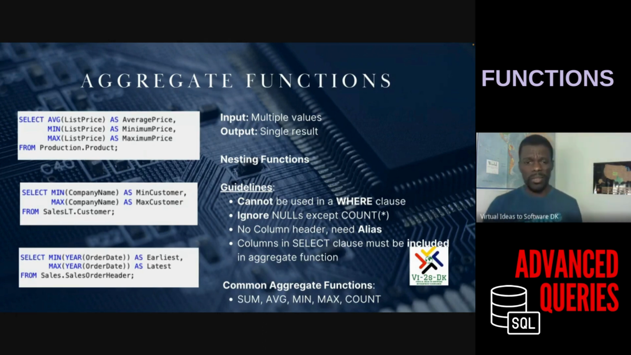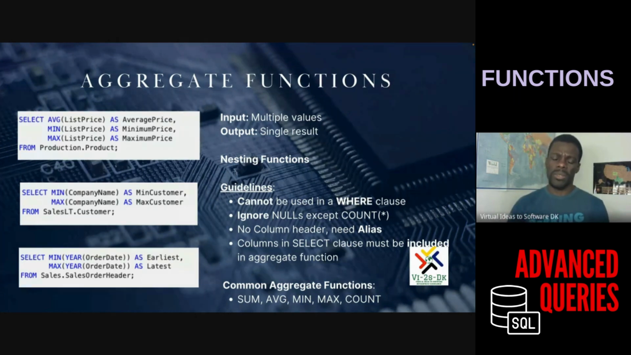But a few guidelines. You cannot use an aggregate function in a where clause. You're going to encounter an error. Also, you want to understand that null values are always going to be ignored. So if you're summing values, it's going to ignore the null. But in the case of a count, you do not ignore the null values. So if you're counting the records, it's going to count every row, whether the value is null or not.